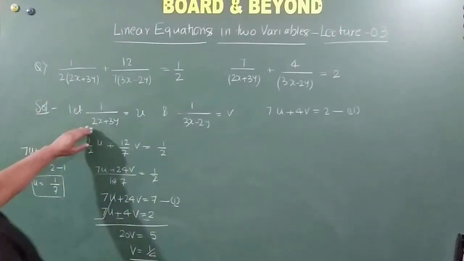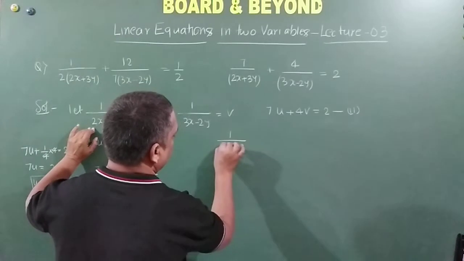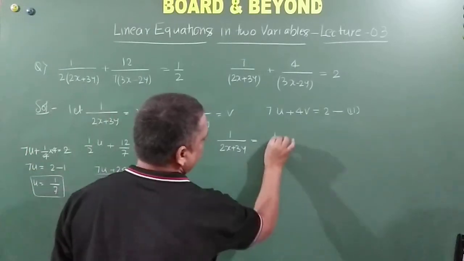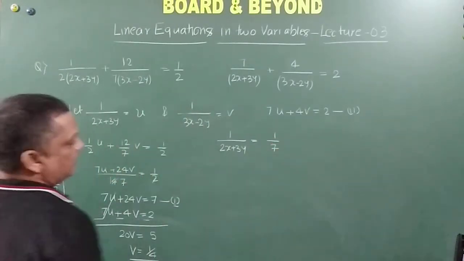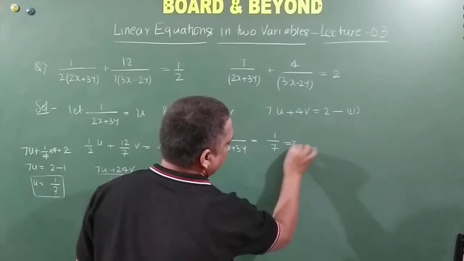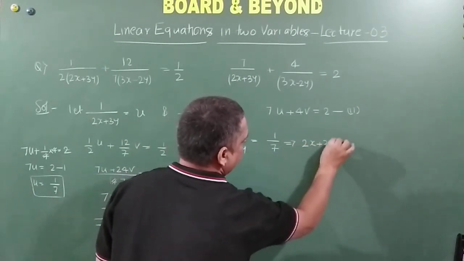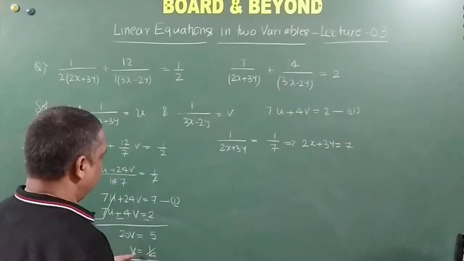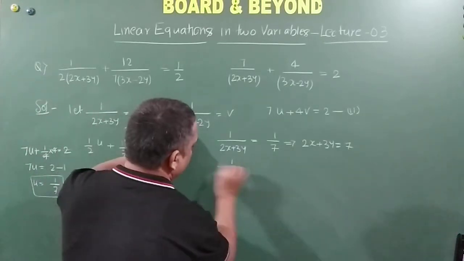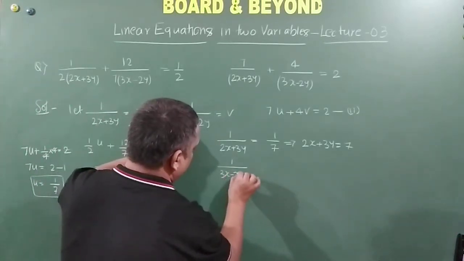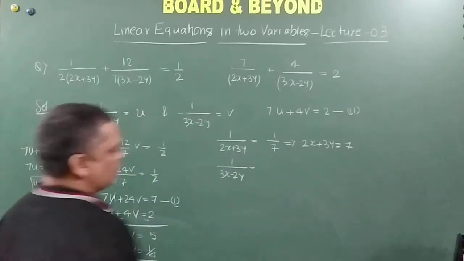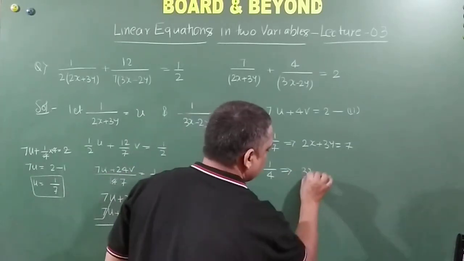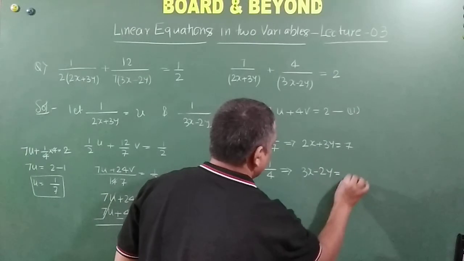So what did we assume u as? 1 by 2x plus 3y, and u is equal to 1 by 7. When we cross multiply, this gives me 2x plus 3y is equal to 7. Similarly, let's take v. v is nothing but 1 by 3x minus 2y, and v is equal to 1 by 4. So this gives me 3x minus 2y is equal to 4.